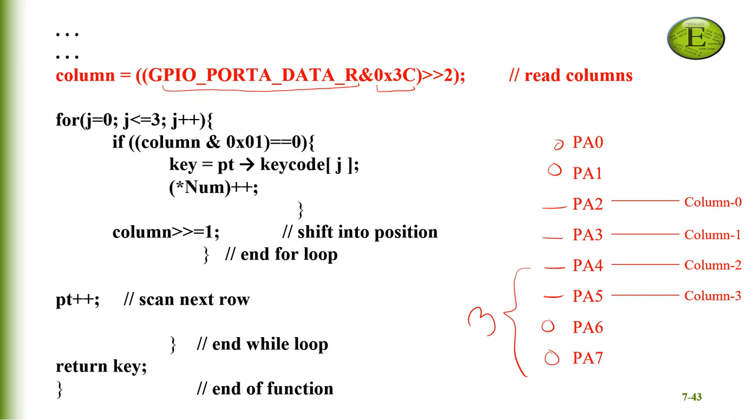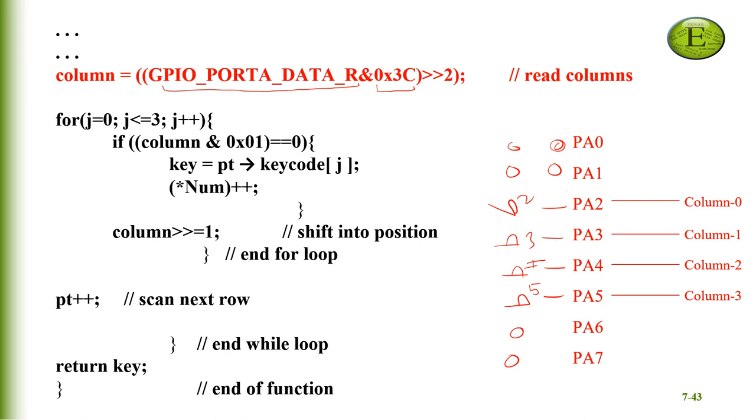What this means is that when we take a bitwise AND of port A data with hex 3C, we are really interested in retaining data of port A pins number 2, 3, 4, and 5, and we are setting the data available on the other pins equal to 0. In other words, we can say bit 2, bit 3, bit 4, and bit 5. So only these bits are going to be retained, and the bits corresponding to all other pins are set equal to 0.